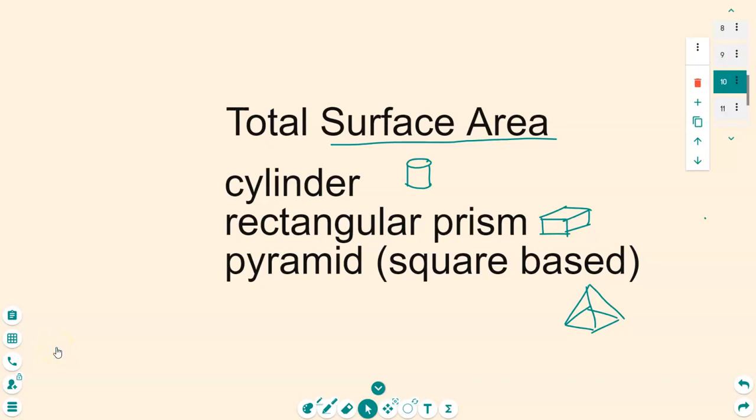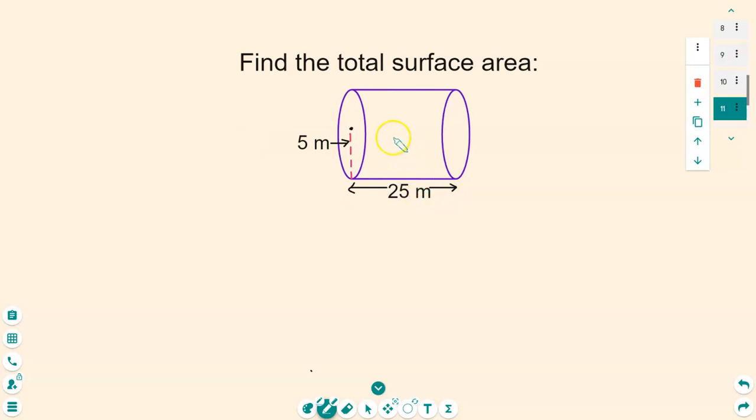Hello there. Today we are going to look at total surface area of shapes. Last time we looked at area of 2D shapes, like area of triangle, rectangle, sector, and trapezium. And now we're going to look at the surface area of these 3D shapes. So this first question says, find the total surface area of this shape.